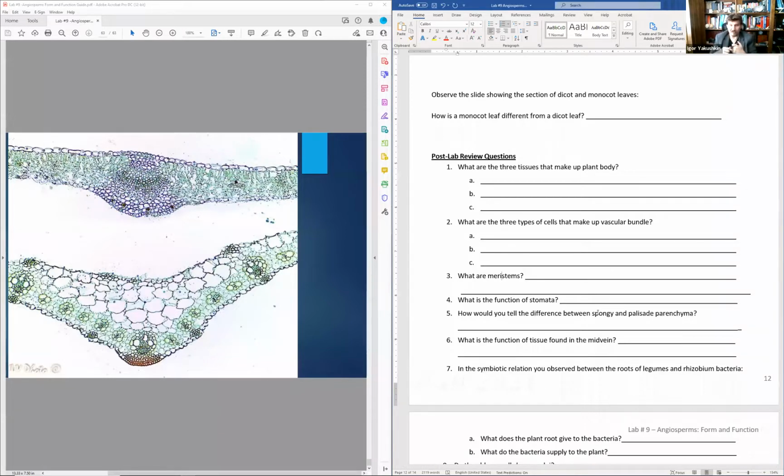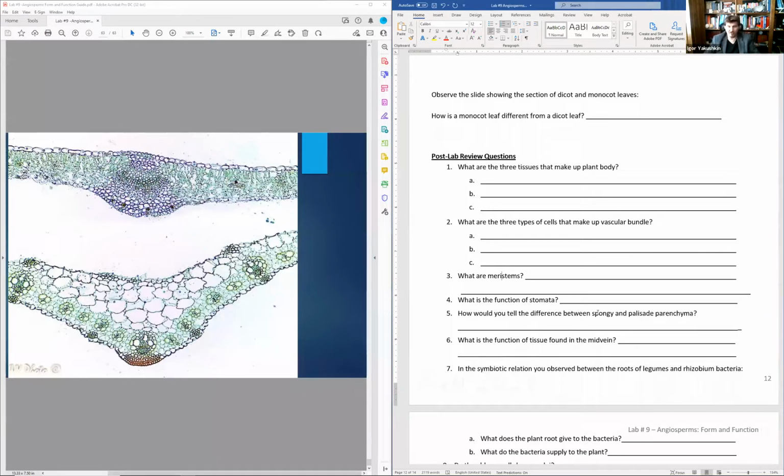What is the function of stomata? Gas exchange. Carbon dioxide goes in for the cell, for the photosynthesis. Oxygen will be leaving the stomata into the atmosphere, because it's essentially a waste product for the plants. Plants are getting rid of that.